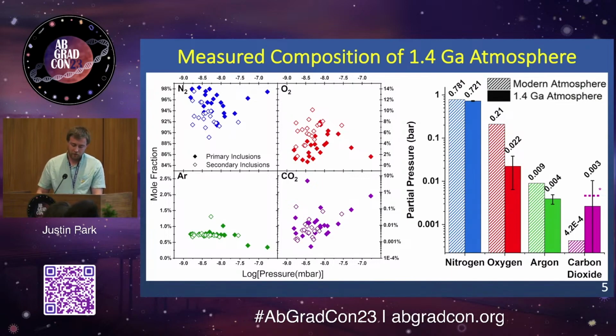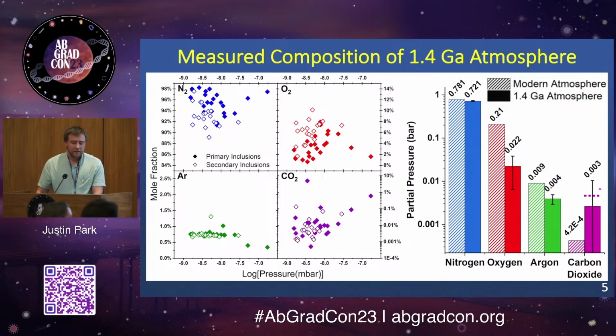One thing we can notice is that the primary and secondary inclusions do capture different atmospheres that are distinct from one another. Now, we're very interested in the primary inclusions, as that's the environment that the mineral formed in, and we can compute an average partial pressure or density of each gas and compare it to the modern atmosphere. When we do that, we saw some very interesting things.